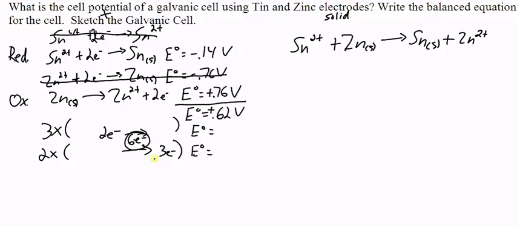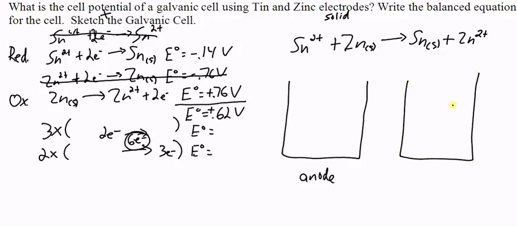So with that being said, we'll go to the last piece. Write the balanced equation for the cell. We've done that, and so now on to, sketch the galvanic cell. So when it comes to a galvanic cell, we're going to have an anode and a cathode. Now typically, the way that I think about things is I always put the anode on the left, because when I'm reading, when I'm doing things, I tend to work from left to right. And so that's the first piece to think about.